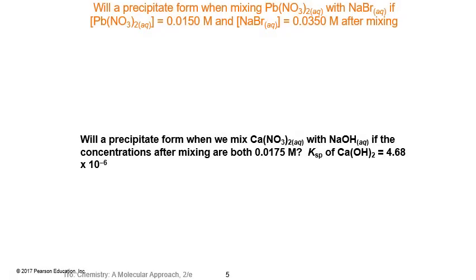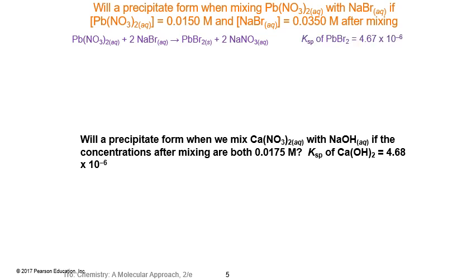We want to determine if a precipitate will form when we mix lead(II) nitrate with sodium bromide. We have the concentration of the lead(II) nitrate, we have the concentration of the sodium bromide, and we need to think about what is going to react in order to form our precipitate. So the lead is going to react with the bromine in order to form lead bromide, which is insoluble, and then we also have sodium nitrate, which is soluble.